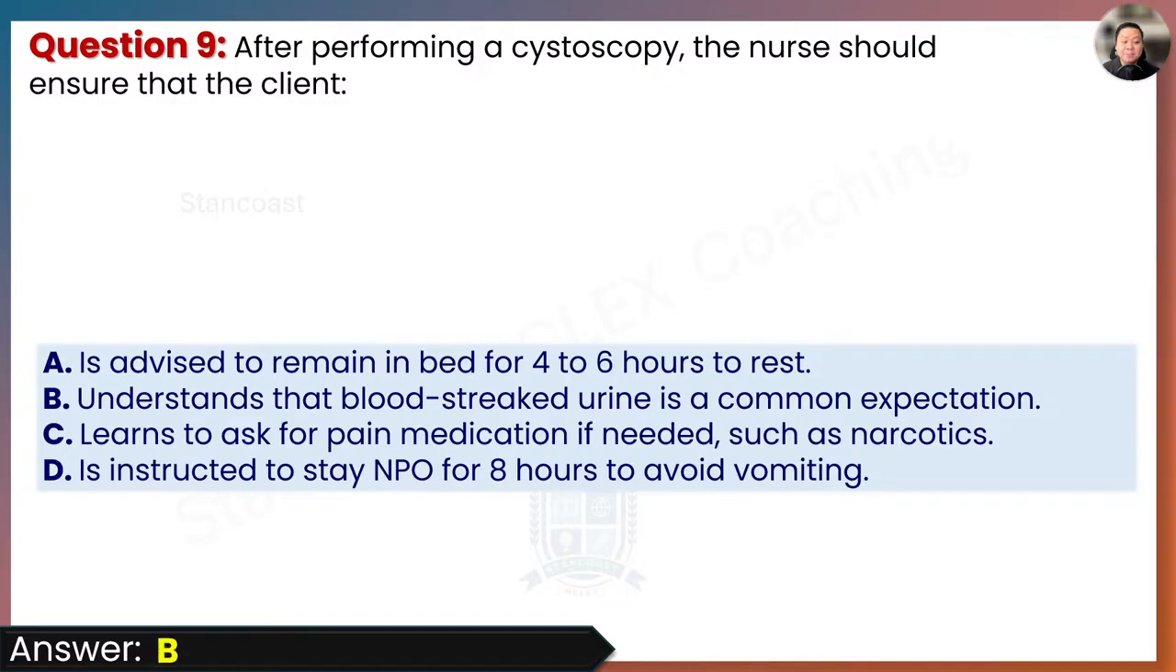And why is that? Because after a cystoscopy, it is entirely expected for the client to experience blood-tinged urine, and this is happening due to the irritation of the urinary tract during the procedure. In addition to that, the patient may also have increased urinary frequency and maybe some burning sensation while urinating. These are common temporary symptoms that can resolve within a short time. And it is important for us nurses to inform the patient about these so they are not too alarmed, right?